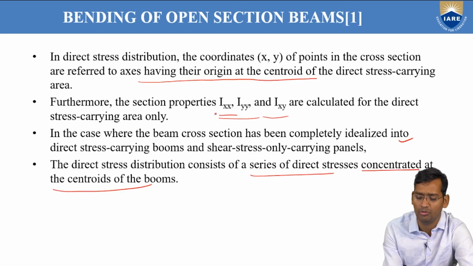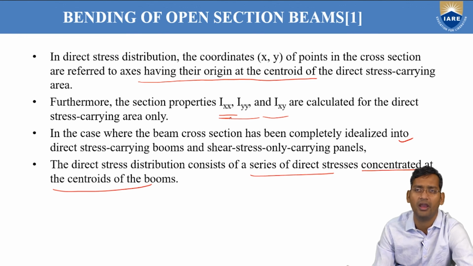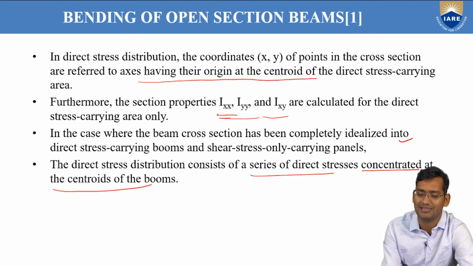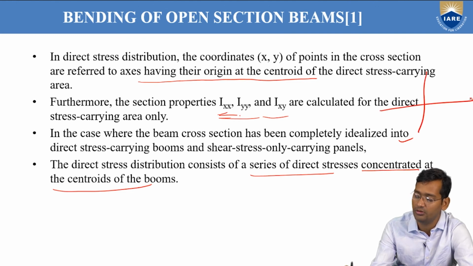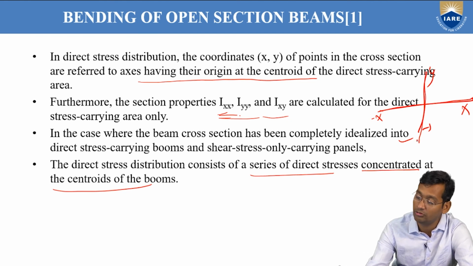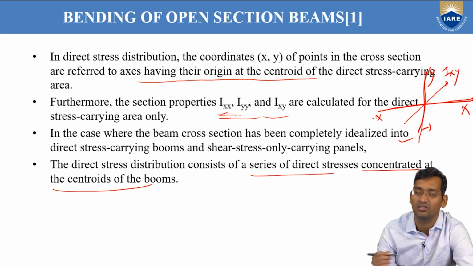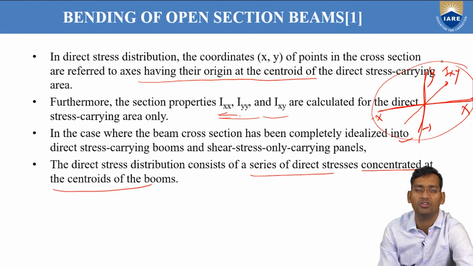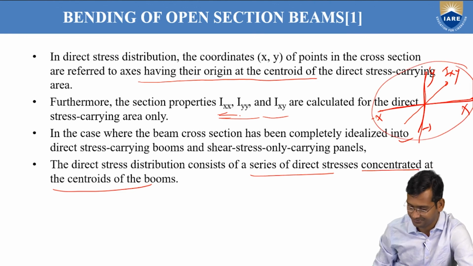So what are the sectional properties? They are Ixx, Iyy and Ixy. Along the x-axis you take the moment of inertia, and along the y-axis likewise. So this is x, or minus x, and this is y, or minus y. Along this axis it is Ixx, along this axis it is Iyy, and along any other direction like this it is Ixy. That is why they are called sectional properties, based on the axis about which you take the moment of inertia.